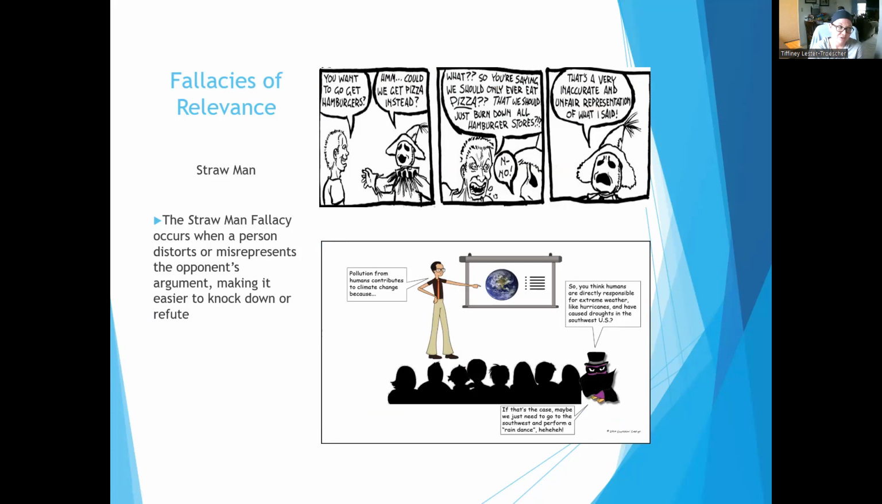This occurs when a person distorts or misrepresents the opponent's argument so that it is easier to knock it down or refute. And this first example, it happens a lot. So, guy said, you want to go get hamburgers? Second guy, or scarecrow guy, says, can we get pizza instead? The first guy says, what? So you're saying we should only ever eat pizza? That we should just burn down all the hamburger stores? Scarecrow guy's like, that's a very inaccurate and unfair representation of what I said.